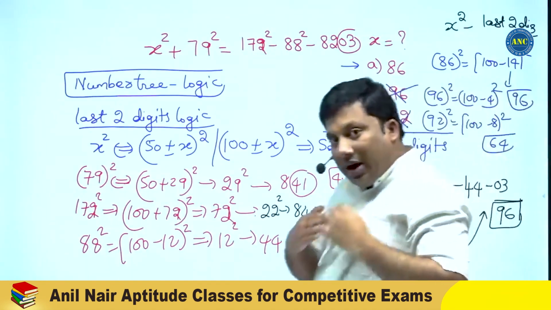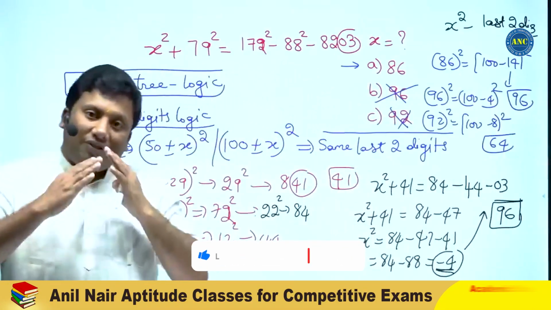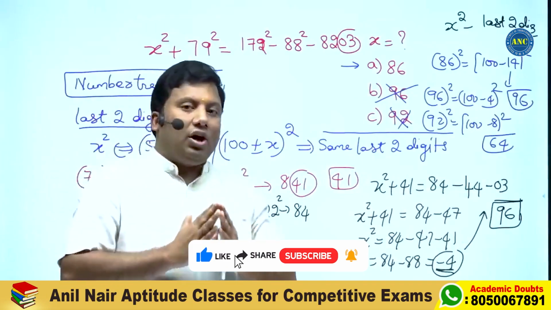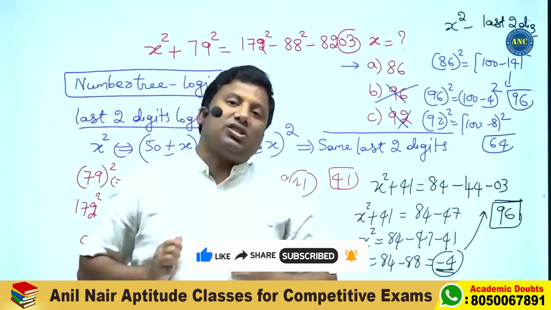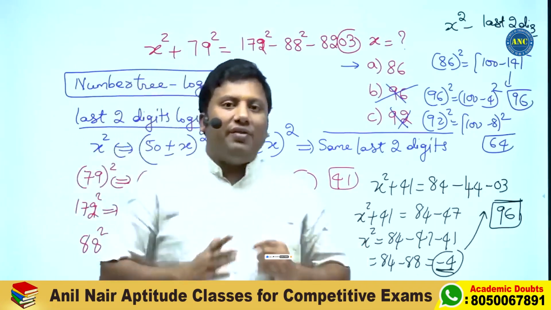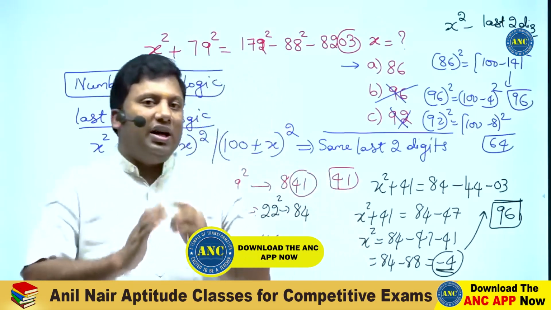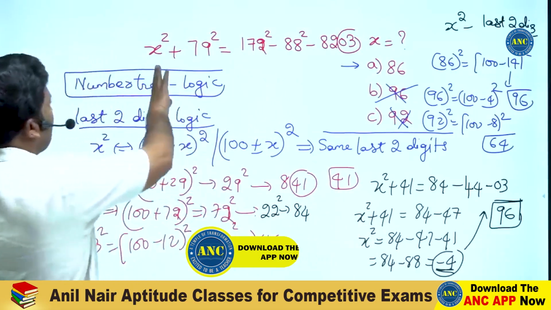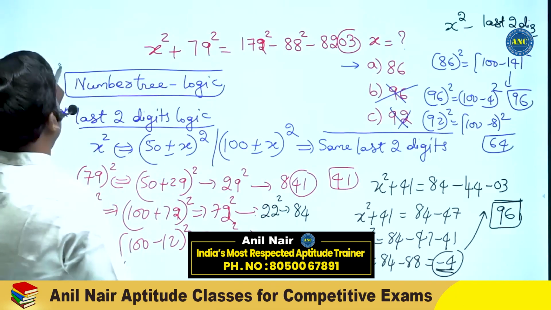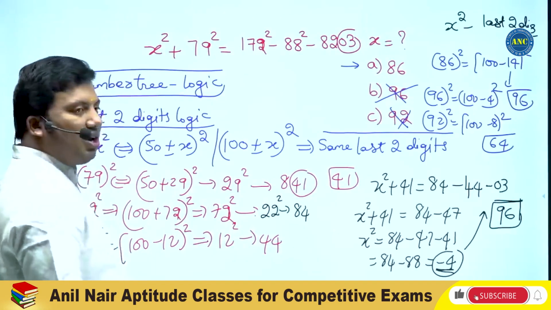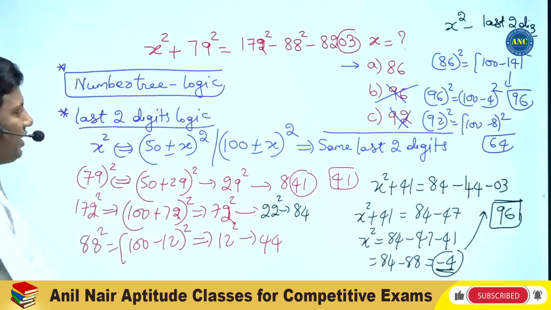If more than one answer option is even, first I use number tree logic. What is a number tree? Even plus even is even. Odd minus odd is even. Even into even is even. Odd into odd is odd. x square plus 79 square. Another introduction to the last two digits logic. I hope the idea is clear.